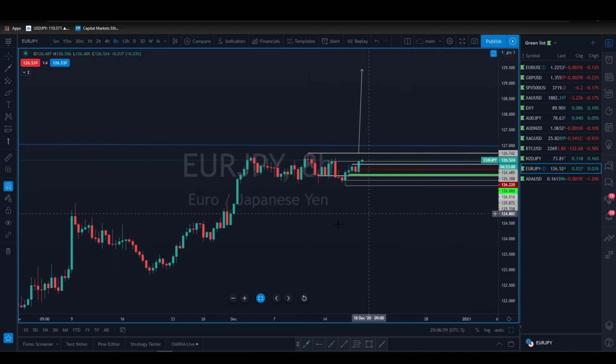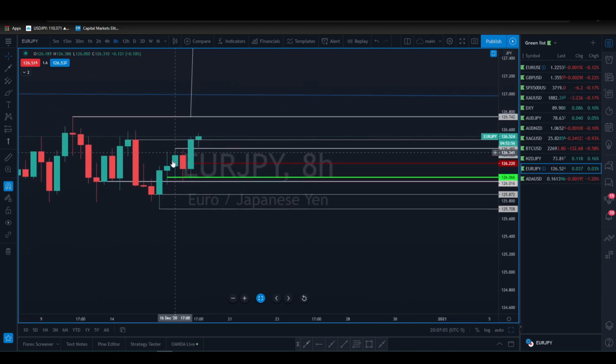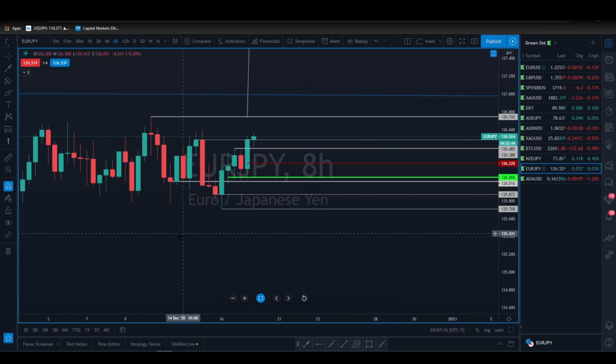If I get stopped out and we start closing 8-hour candles below this area here, which it could not close below this morning, which is 126.016, I will be targeting this low at 125.708. I hope that helps, guys.